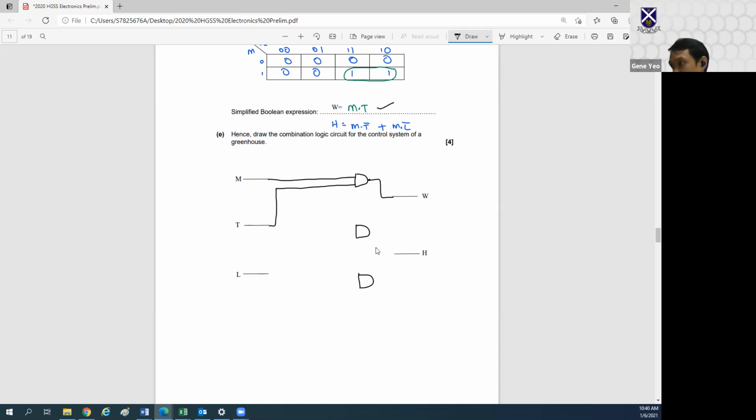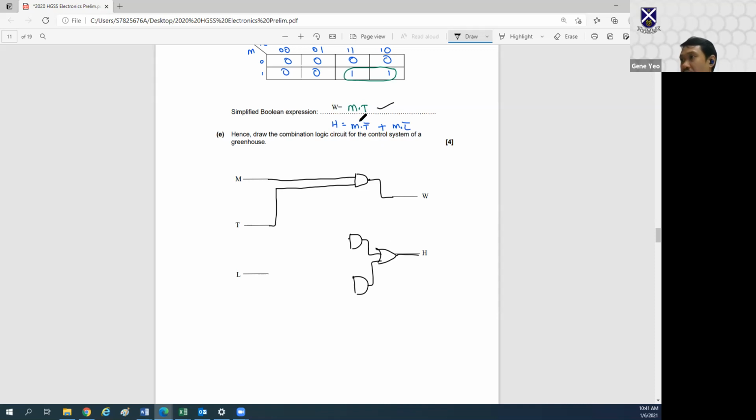Maybe I didn't leave enough space. ORed together here. Let me shift this to the left slightly. Okay. This will be the AND gates, like so. So this is OR, and these two ANDs are going to be ORed.